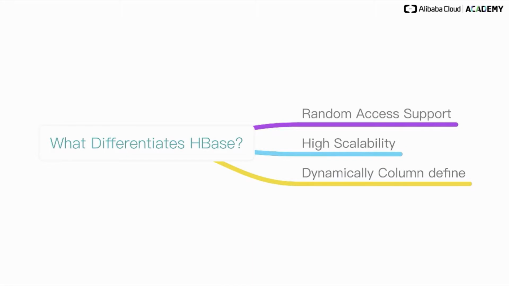HBase is based on Google's Bigtable, but it has many different features. HBase helps solve data access issues where random access is required. HBase can also scale easily, making it ideal for big data storage and processing. Columns in an HBase table are defined dynamically as required.